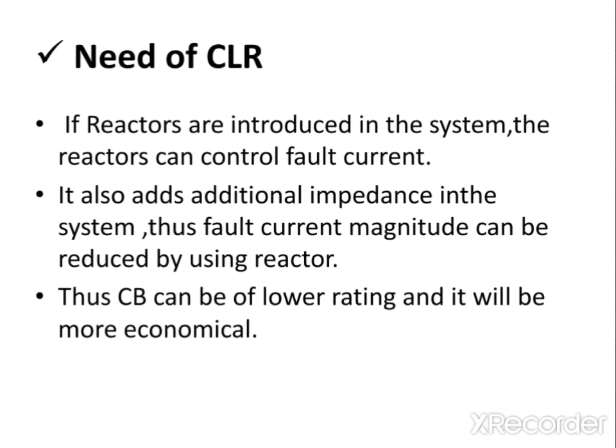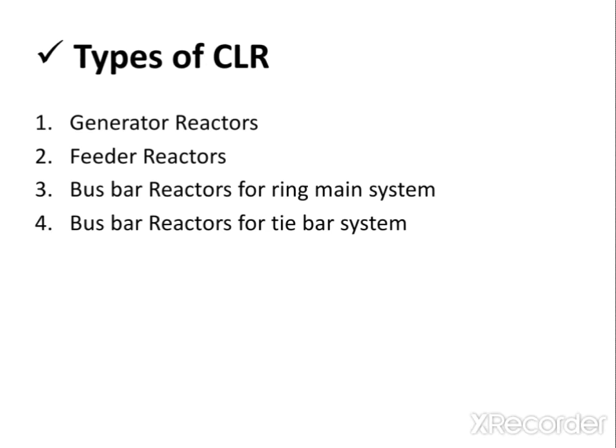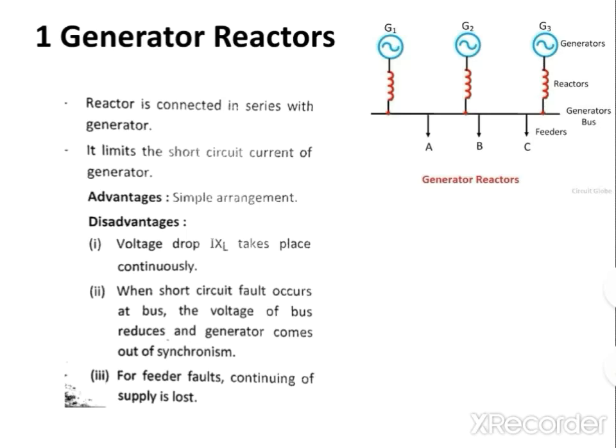If a reactor is introduced in the system, the reactor can control the fault current. The basic property of a reactor is to oppose the change in current. So the fault current magnitude decreases and a circuit breaker of lower capacity is economical to operate. There are mainly 4 types of CLR. One is generator reactor, second is feeder reactor, third one is bus bar reactor for ring main system, and last is bus bar reactor for tie bar system.